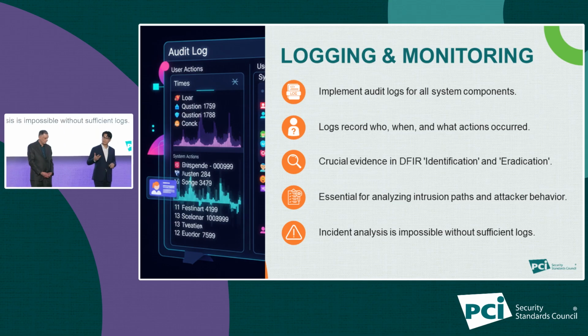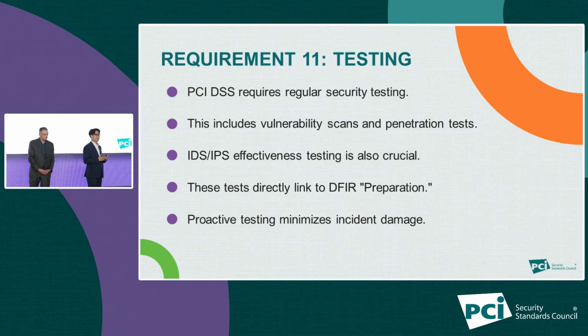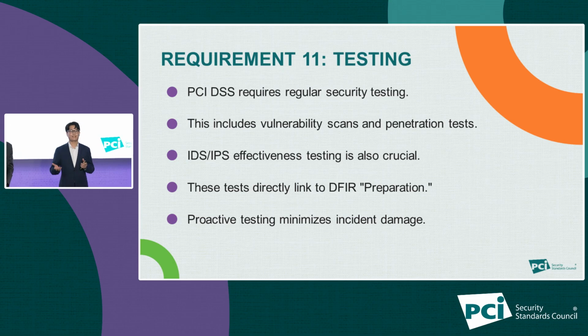You really clearly pointed out that the requirement relates to identification. So how about PCI DSS requirement 11? Actually, 11 emphasizes regular testing of security systems and processes. As I mentioned earlier, this requires vulnerability scans and penetration tests, and also checking the effectiveness of IDS and IPS. Now I'm wondering, what really relates requirement 11 to DFIR?